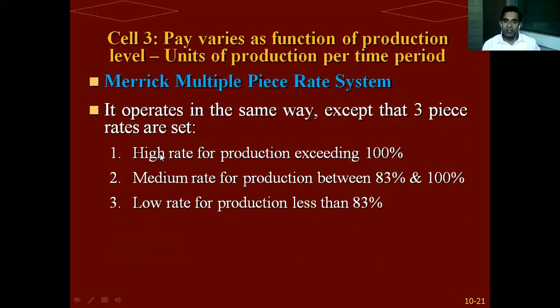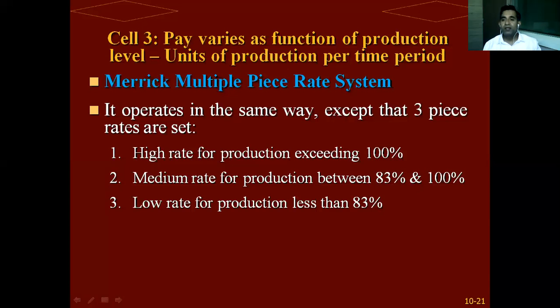The first piece rate is which, how to pay and how much to pay. High rate for production exceeding 100%. So any employee who exceeds the standard, say if 10 is the standard units to be produced in 1 hour, all those employees who produce more than 10 units in 1 hour get one rate, which will be the highest rate.